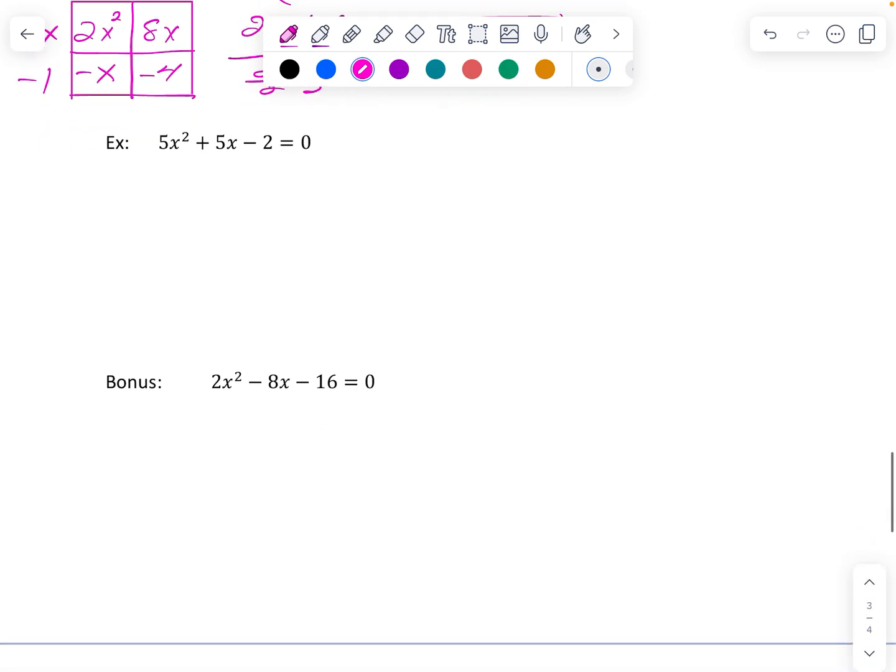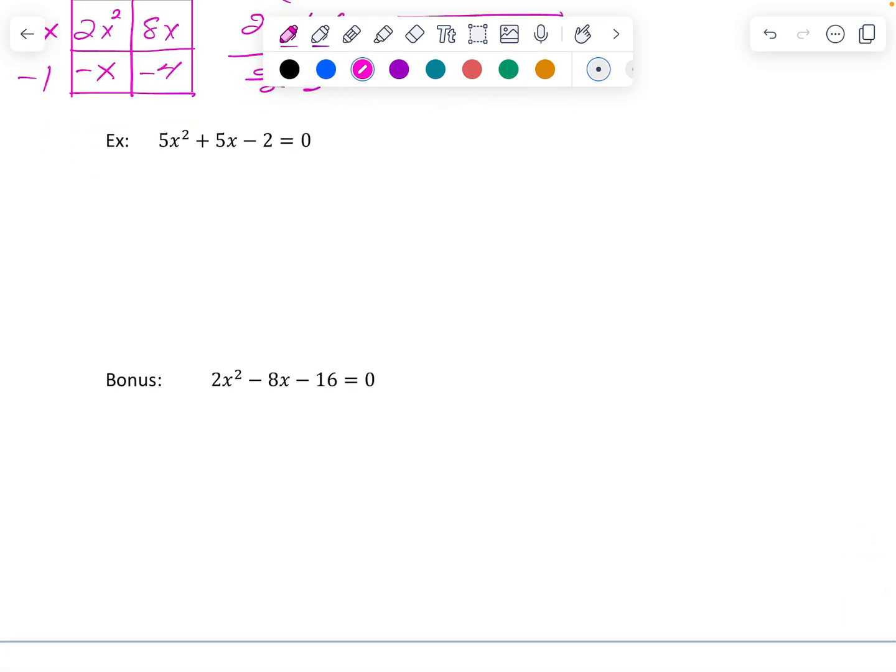Now, for the next one, if we try to factor it, notice when we multiply, we get -10. With -10, that's 10 times 1 or 5 times 2. One of them negative, one of them positive, but there's no combination that's going to give us 5 as the middle term. So that's not going to work. So we're going to go to the quadratic formula.